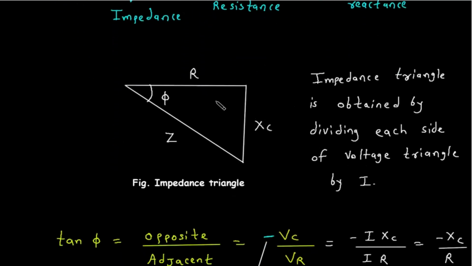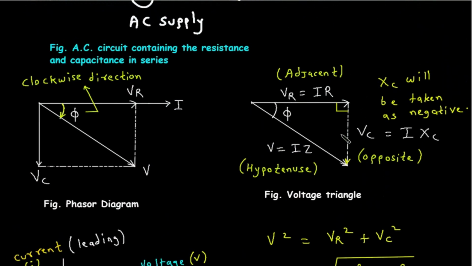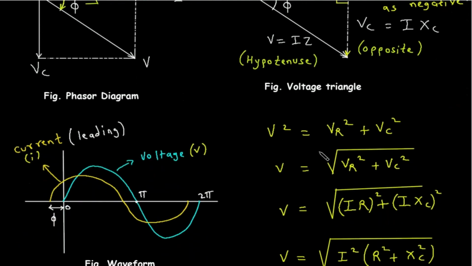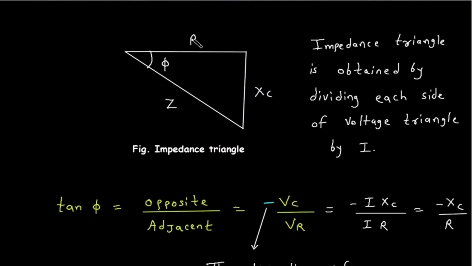Now this is the impedance triangle. Impedance triangle is obtained by dividing each side of the voltage triangle by I. So in this voltage triangle, if we divide this by I, this will be R. If we divide this by I, this will be XC. And if we divide this by I, this will be Z. So we have to divide all the sides by I. So we get R, XC and Z. So this will be our impedance triangle R, XC and Z.